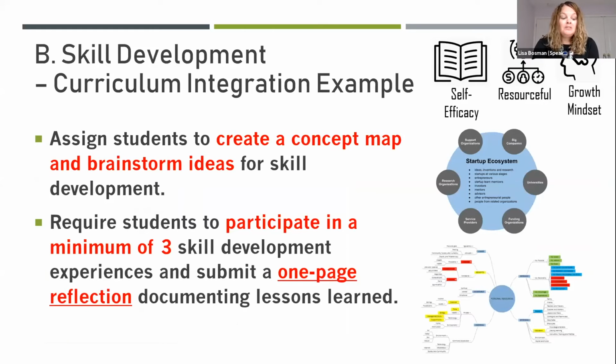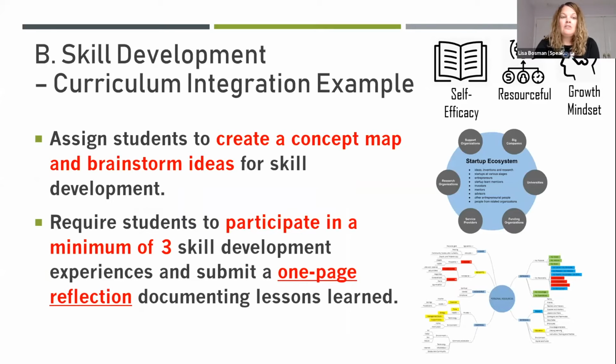So some examples are to assign students to create a concept map and brainstorm ideas for skill development, or require students to participate in a minimum of 3 skill development experiences and submit a 1-page reflection documenting lessons learned.